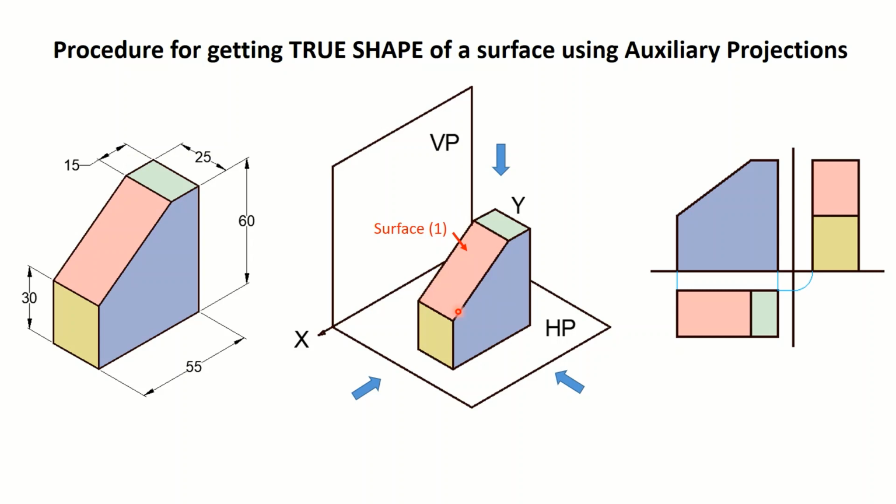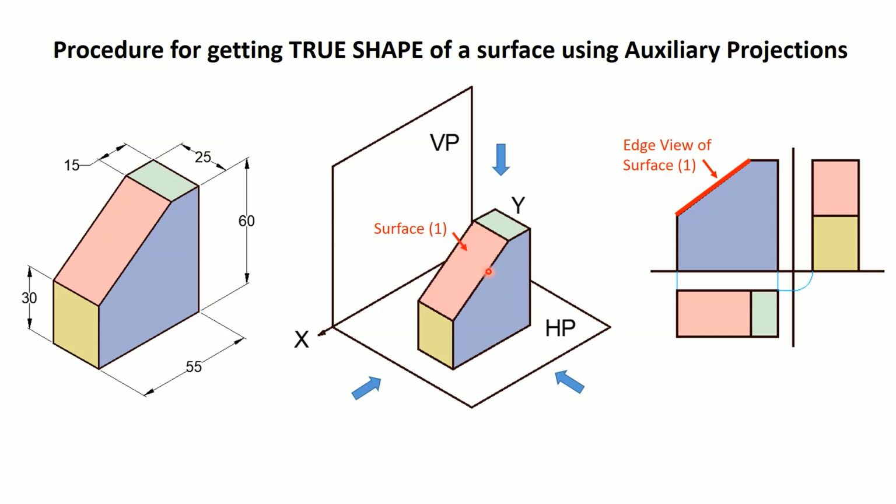So to get the shape of this inclined surface using auxiliary projections, we need to first understand what we mean by the edge view of a surface. The edge view of a surface is defined as that view in which any surface that we are considering appears not as a surface but as an edge.